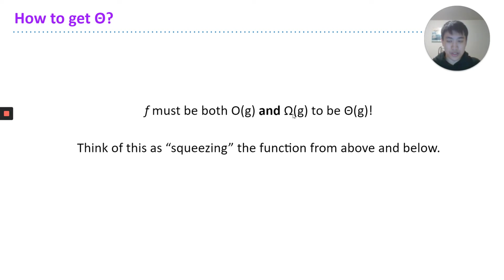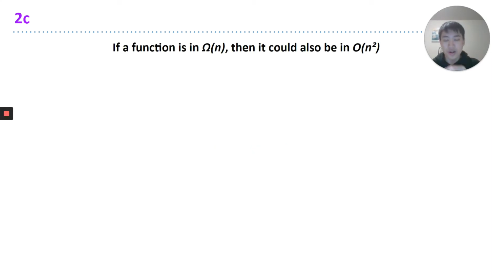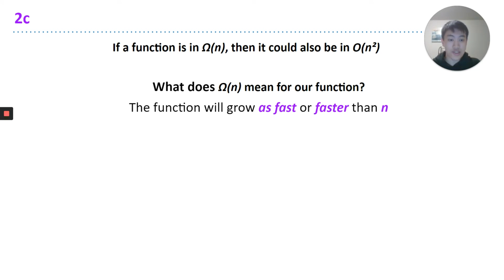We'll get to an example that becomes clearer in a minute. All right, so right now we're doing 2e, which is a true or false question. So we have 2e. If a function is in big omega of n, then it could also be in O of n squared. Let's first discuss what big omega of n means for our function. Well, it means our function has to go at least as fast as n. For example, a function n would be just as fast as n, but n squared would be faster than n. So both would be valid functions within omega of n.